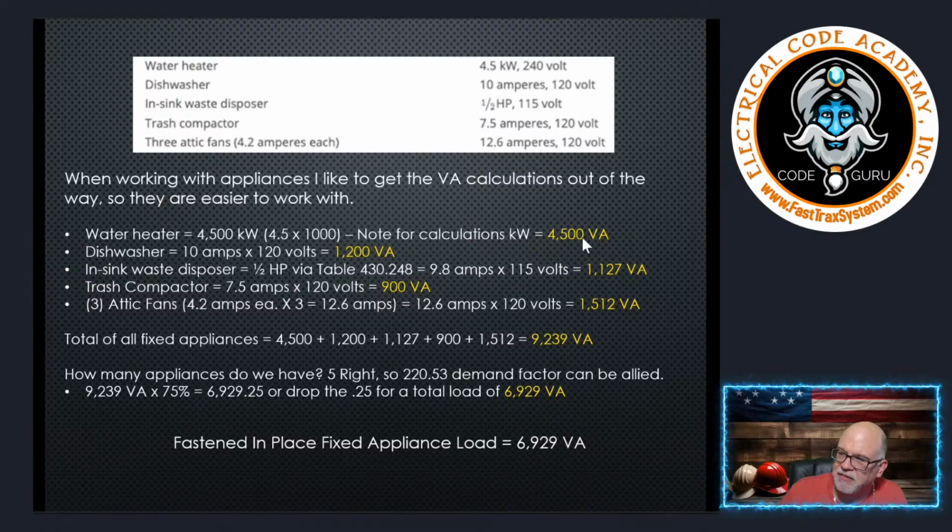So it's 4,500 VA. Now the dishwasher is 10 amperes times 120 volts, okay? Because we already know what the amps are. So this one is easy. 10 times 120 is 1,200 VA. So that's our VA for the dishwasher. In-sink waste disposer, that's a 0.5 horsepower. And it is single phase, and we would need to go where?